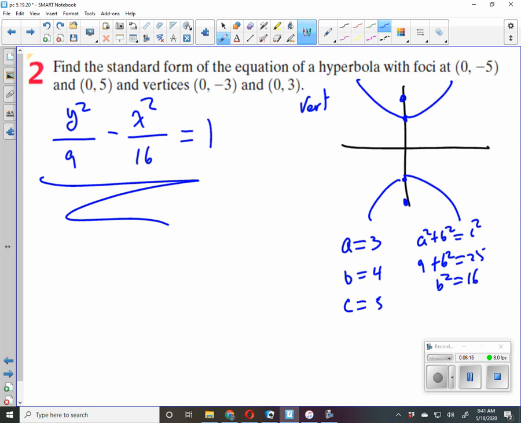Pretty straightforward. The patterns are similar to that of an ellipse. You need to get a couple of things straight. We're not looking at the largest number, we're looking to see if it's horizontal or vertical.